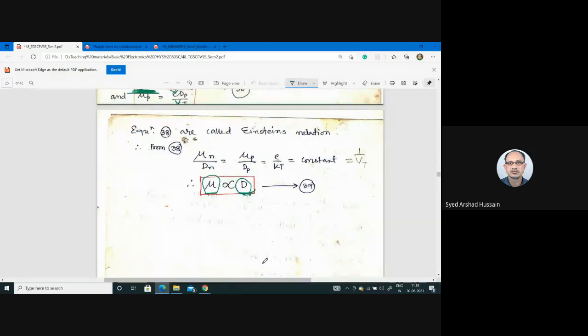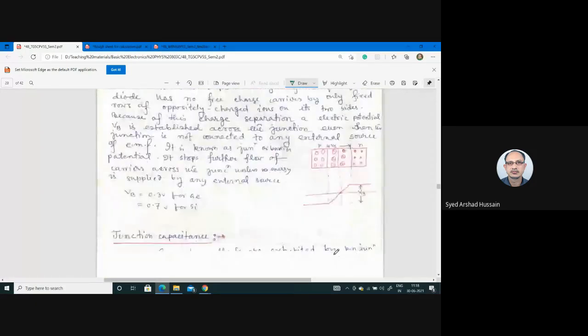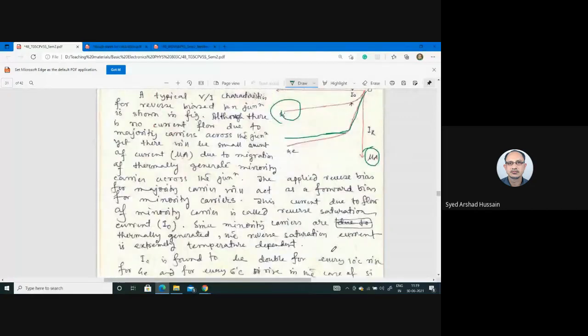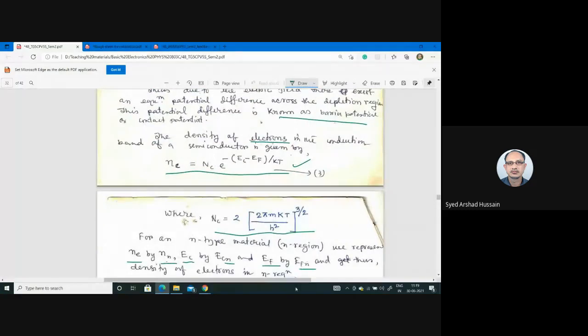That is, if your mobility increases, then diffusion will also increase, and that is quite obvious, because if you have a concentration gradient across any material or any device or whatever it may be, and if the movement of the quantity whose concentration gradient exists increases, the probability of passing through this plane will increase. So mu is proportional to D. So this is known as Einstein's relation. Okay. So if you have any query, you can ask me till now.